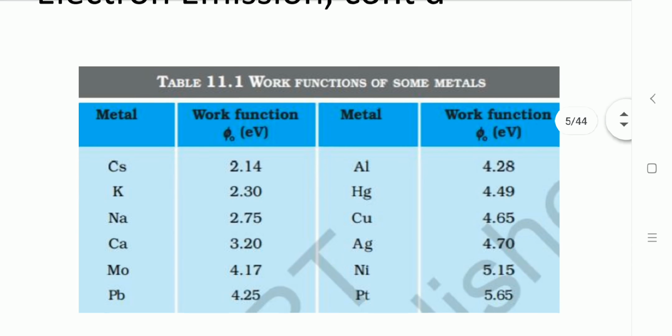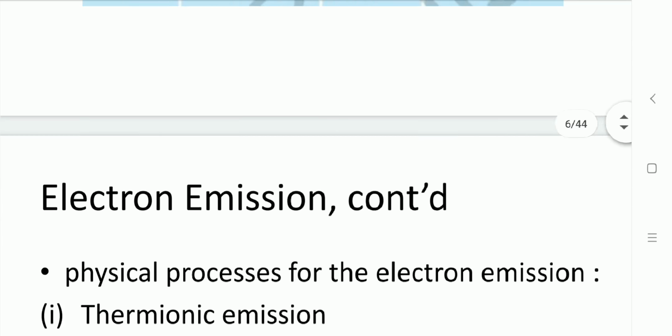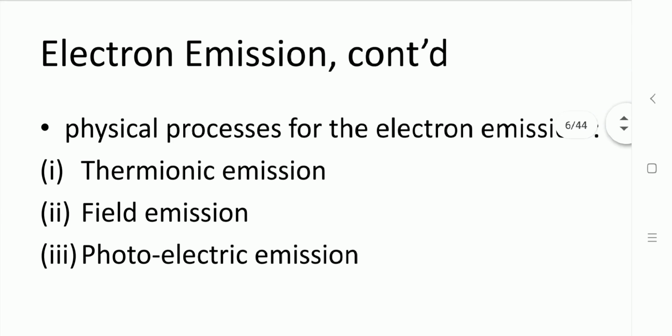Here one table is given. It shows that the work function value is constant for a specific metal. Now there are three basic processes for electron emission. The first one is thermionic emission. For that we provide suitable heat, which generates a sufficient amount of thermal energy. By gaining that thermal energy, the electrons become free and are able to come out from the metal surface.